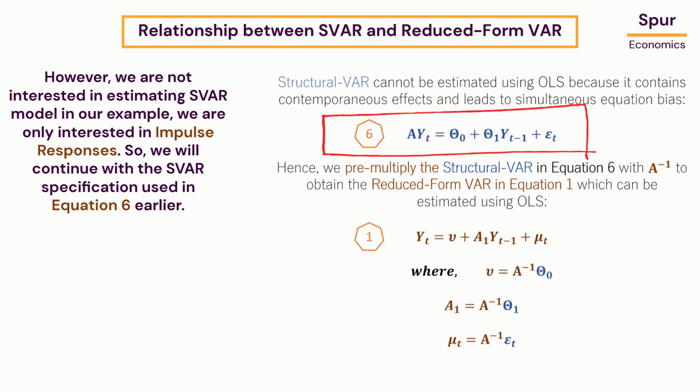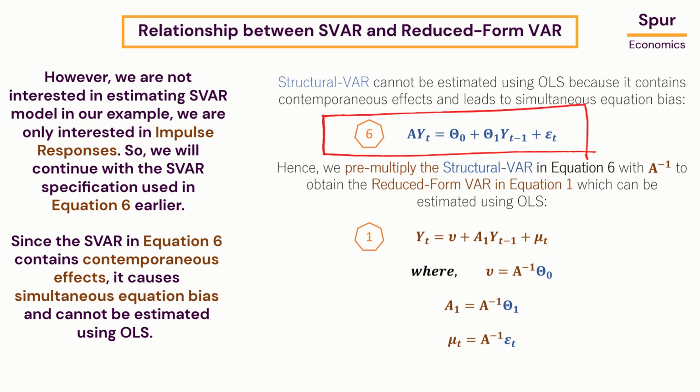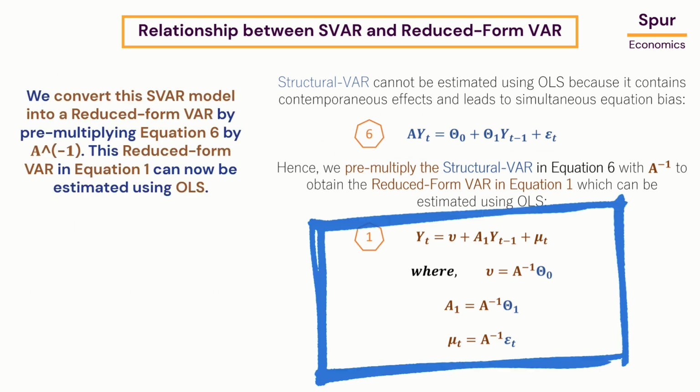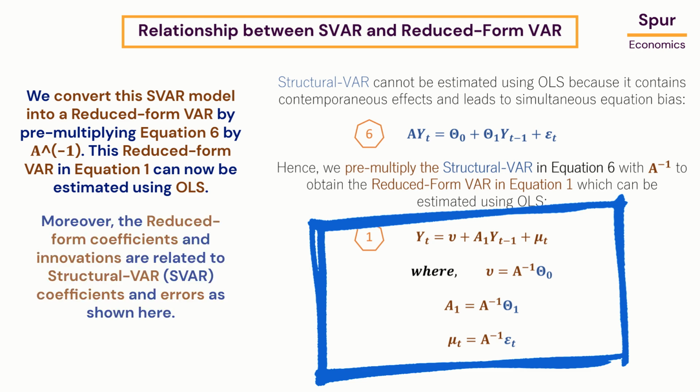So, we will continue with the SVAR specification used in equation 6 earlier. Since the SVAR in equation 6 contains contemporaneous effects, it causes simultaneous equation bias and cannot be estimated using OLS. We convert this SVAR model into a reduced form VAR by pre-multiplying equation 6 by A inverse. This reduced form VAR can now be estimated using OLS. Moreover, the reduced form coefficients and innovations are related to structural VAR coefficients and errors as shown here.